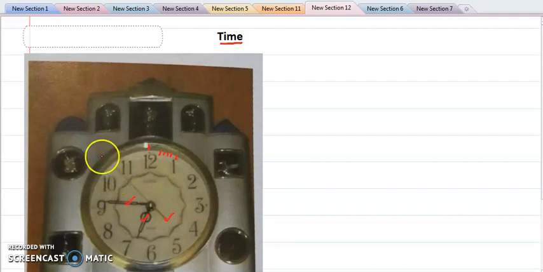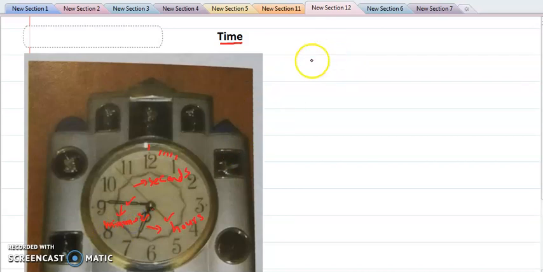The largest clock hand is for the seconds. It tells us about seconds. It gives us the information about the seconds. The smallest one will tell us about the hours. It is for the hour. And this one is for the minutes. It tells us about the number of minutes.